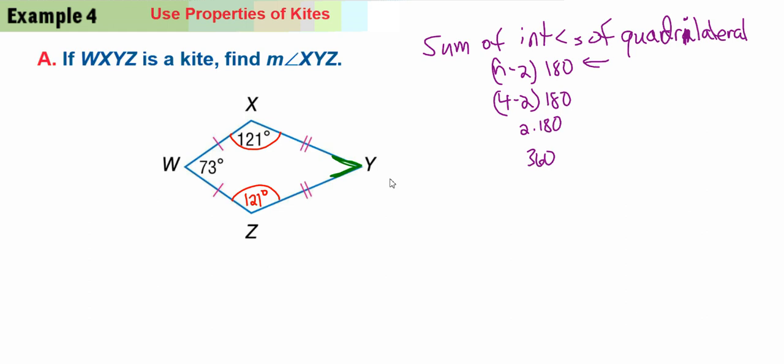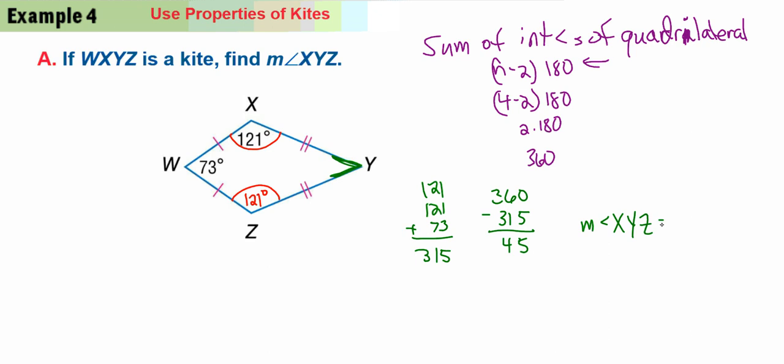Okay, when we added 121, 121, and 73, we should have gotten 315. And then when we take 360 and subtract 315, we should get 45. And so that means the measure of angle XYZ is 45 degrees. Now let's move on to part B. Maybe I will just go to the next slide.